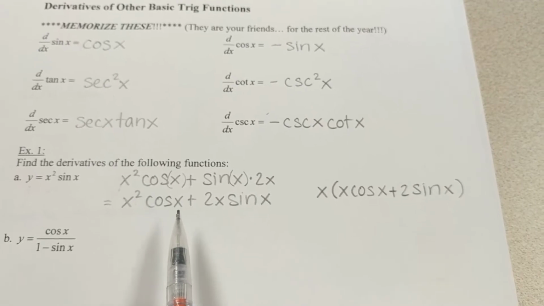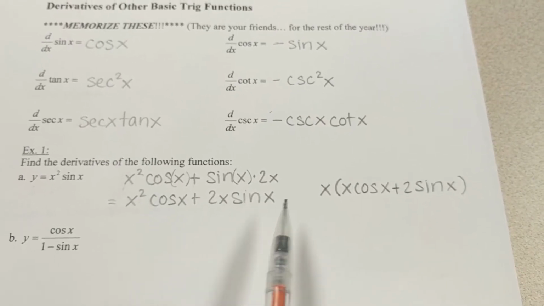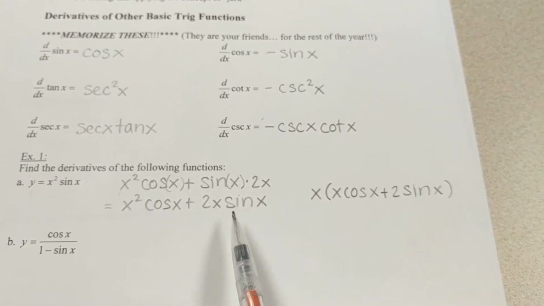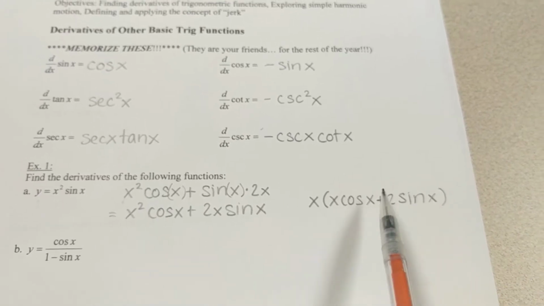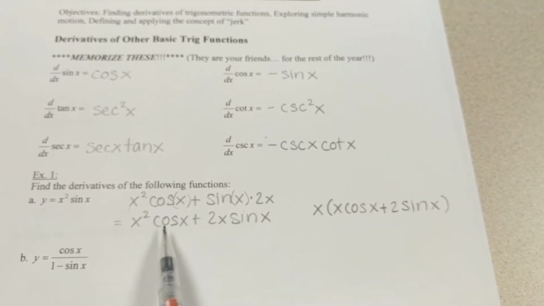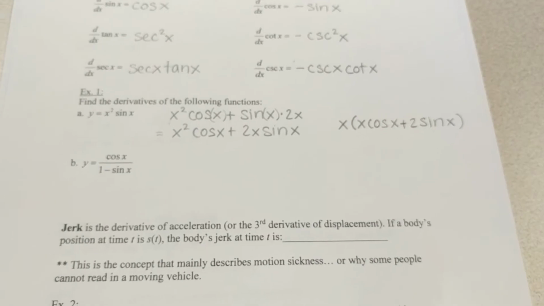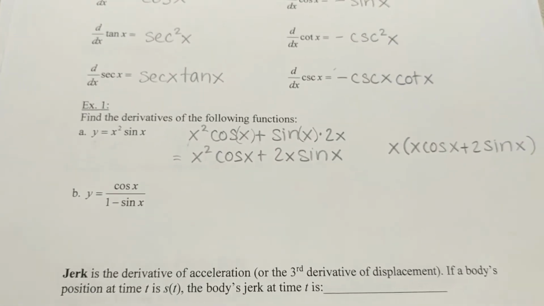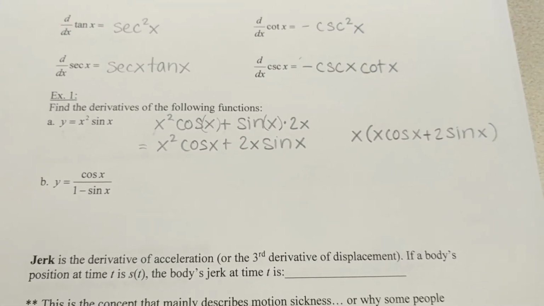So we've got x squared cosine x plus 2x sine x, and then if you wanted to, you could factor an x out of both of them. You do not have to do this. This is sufficient. All right, for part B, I want you to use the quotient rule to find the derivative of this one.